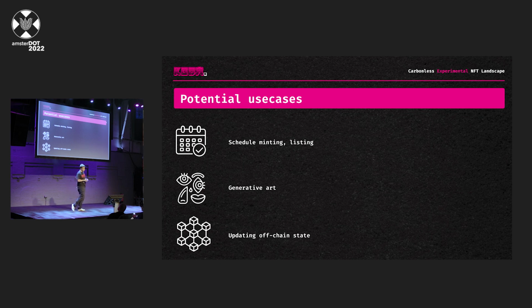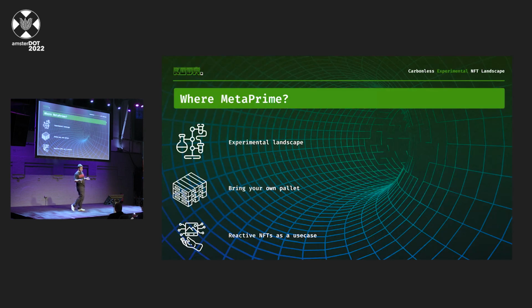And you may ask, where can I use it? We are also building MetaPrime, which is a parachain on Kusama, and KodaDot. We call it an experimental landscape, which means that if you are building your own game or your own virtual world based on a pallet, we are happy to load it. So basically, bring your own pallet and play with it. And reactive NFTs are one of the use cases for us.